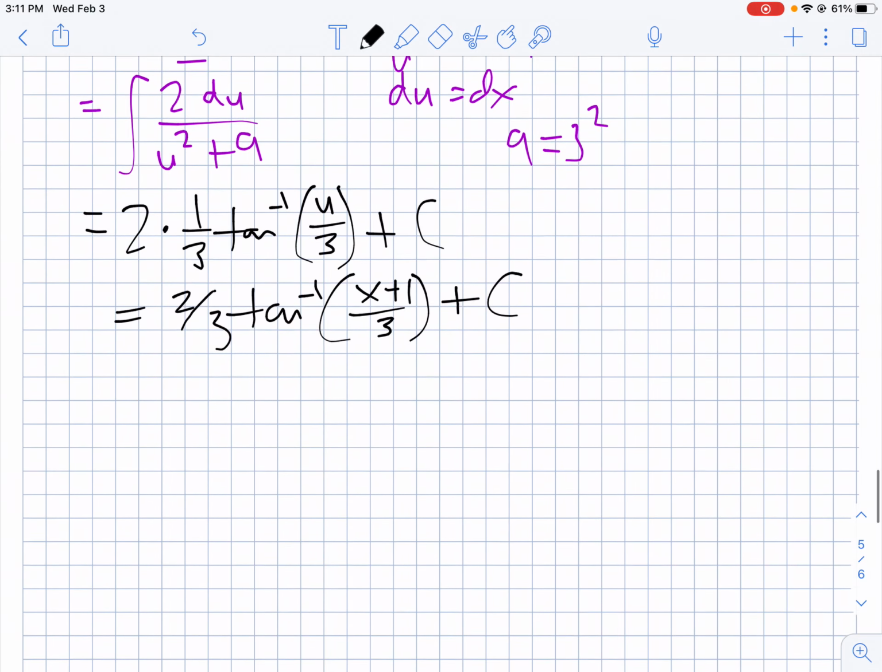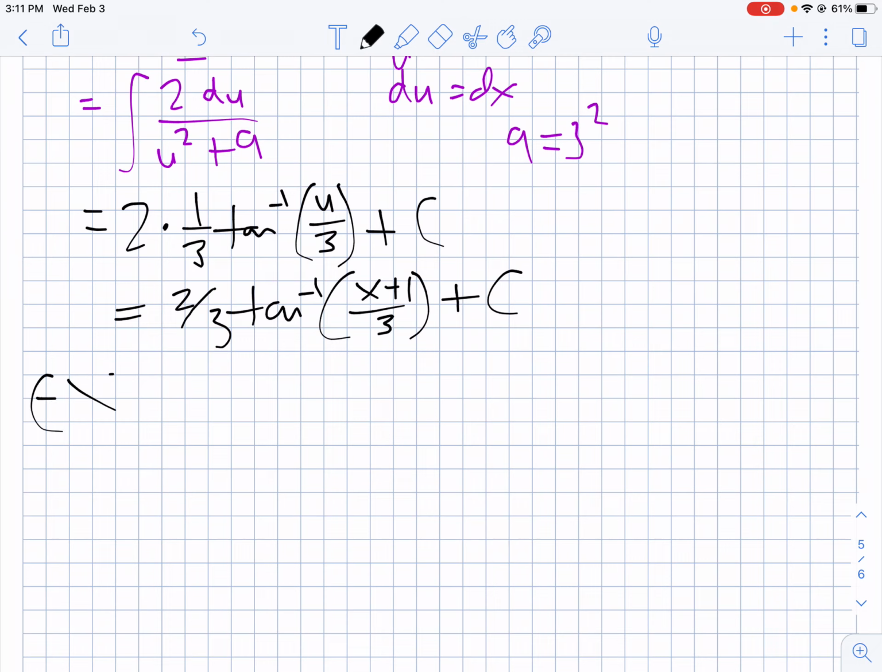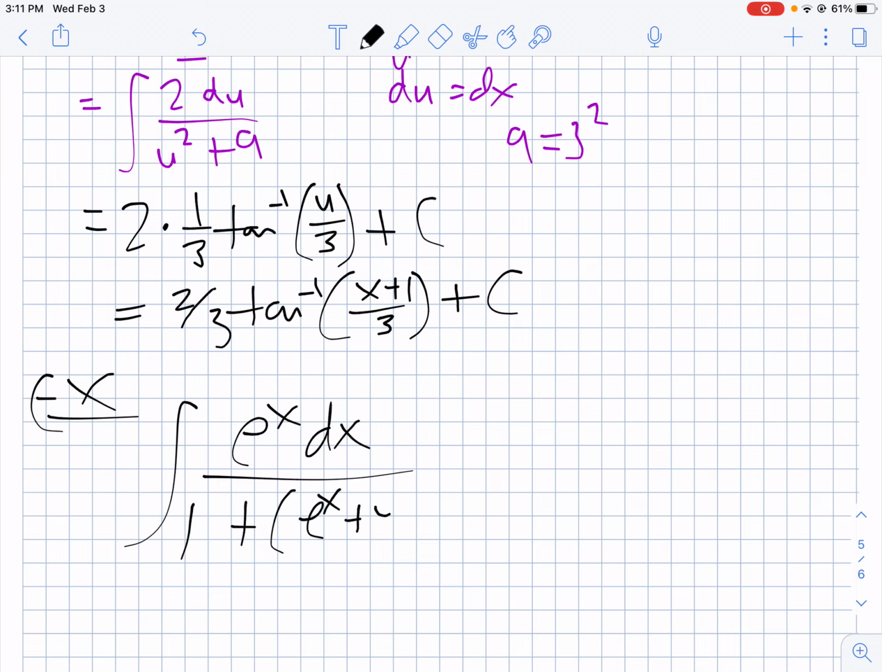Let's take a look at just a couple other examples, maybe one without a polynomial. So something like this. This was actually an AP problem a couple years ago. You integrate e to the x dx over 1 plus (e to the x plus 4) squared. Now, if you're dealing with something like this, hopefully one of your first indications would be to try a u sub, just because you see something in parentheses. So try a u sub first.